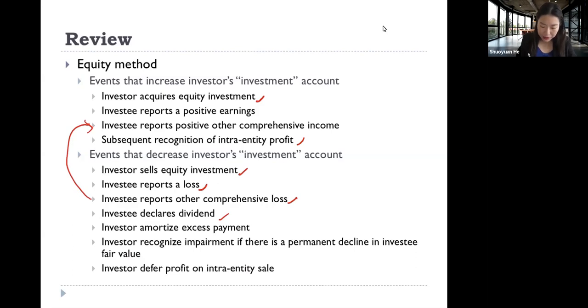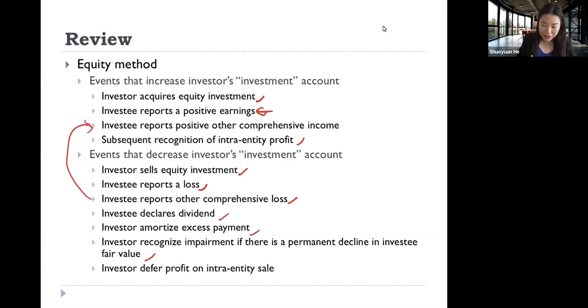Investor amortizes excess payment. So the journal entry is exactly opposite as this one, to debit equity in investee income, credit investment account. When investor recognizes impairment if there's permanent decline in investee fair value, the journal entry is to debit impairment loss, credit investment account.